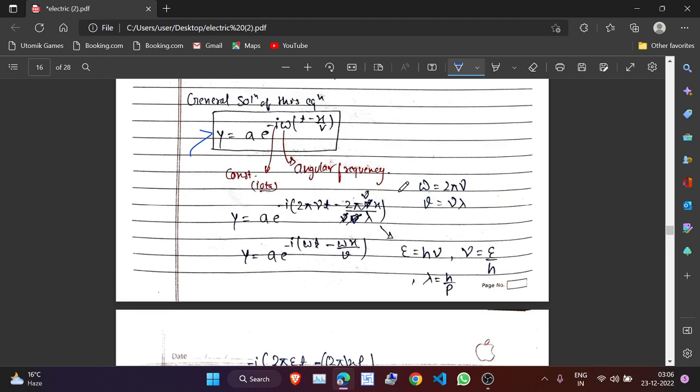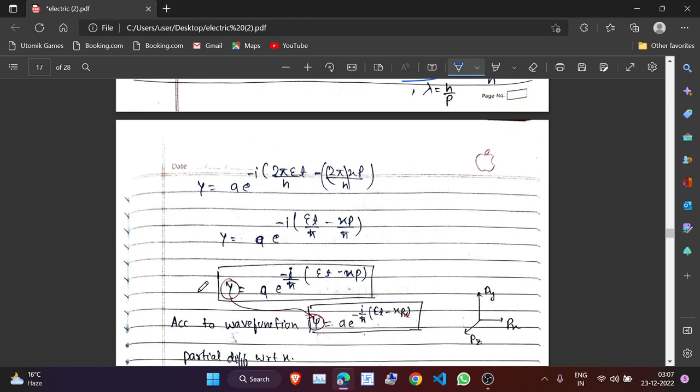After solving it, we know that omega is equal to 2 pi mu, where v is equal to mu lambda, and E is equal to h mu. That is the energy of a photon. So omega is equal to E upon h bar, and lambda is equal to h upon p. After putting these terms in this equation, we get y is equal to A e to the power minus i into 2 pi, E upon h, t. Here 2 pi h means h bar.